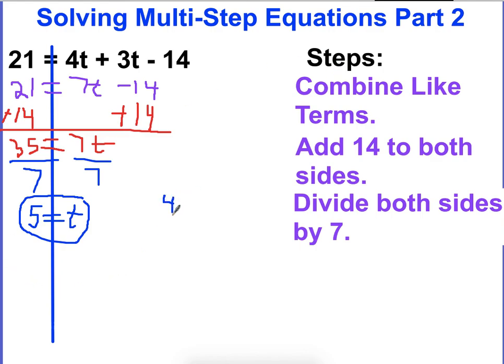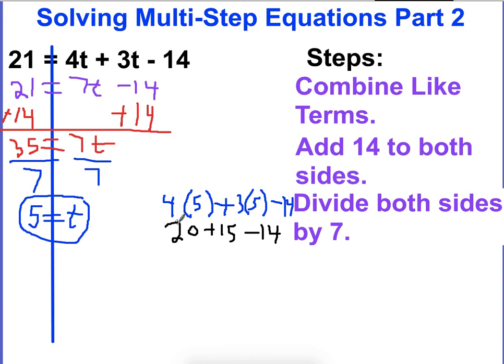When we go to check, the right side is where our variables are. So I'm going to do 4 parentheses 5 to show the substitution for the variable, plus 3 parentheses 5 minus 14. And then just go through one step at a time. 4 times 5 is 20. Then I'm going to put the plus symbol here. 3 times 5 is 15. The minus 14 stays as minus 14.